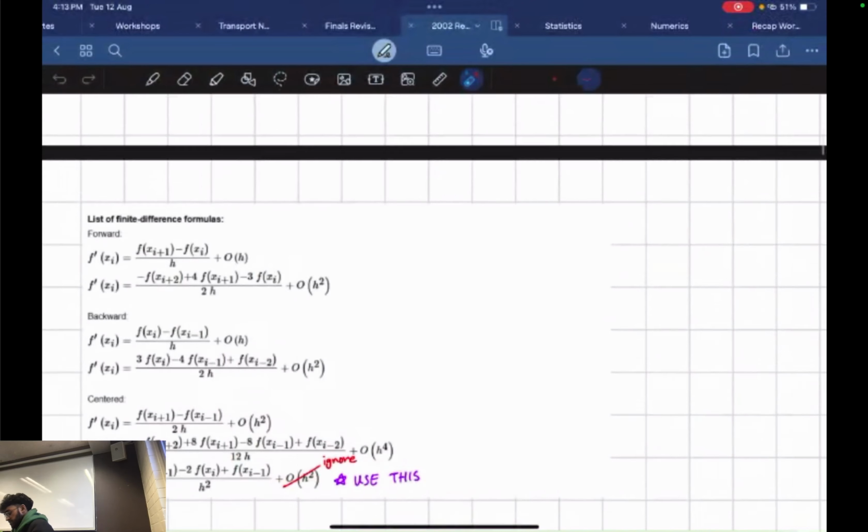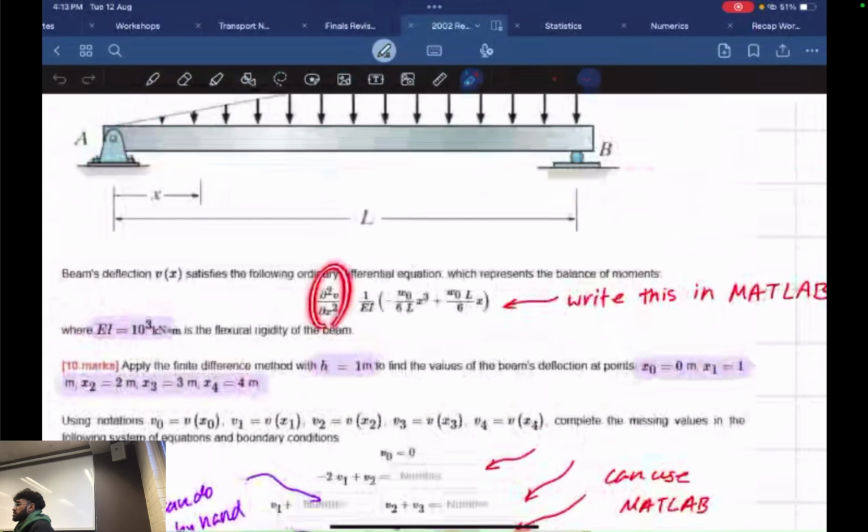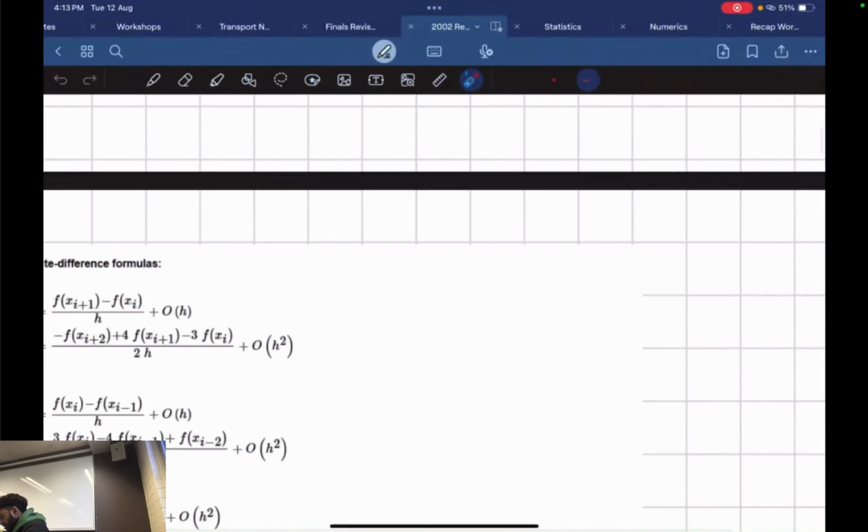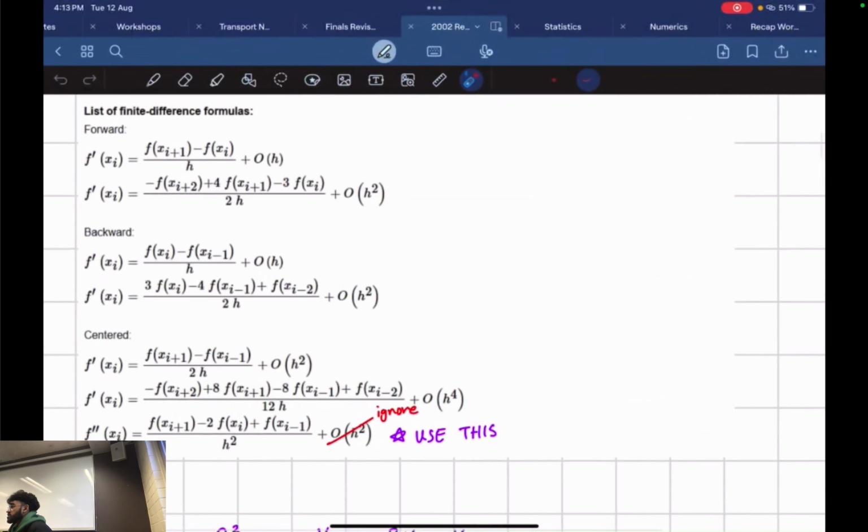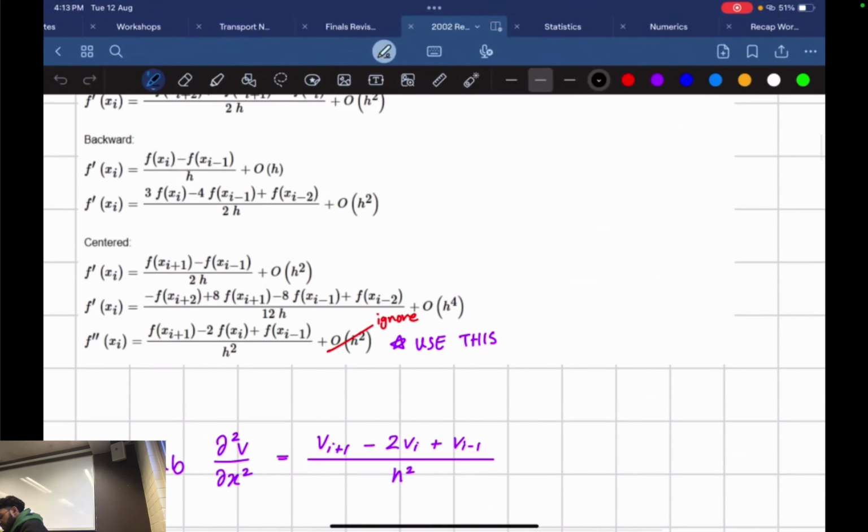What we notice is that this is a second order differential equation, right? So it's differentiated twice, so f double dash. Out of the formulas that we have here, the only f double dash that we can use is the very bottom equation. So that's like a centered finite difference, right?